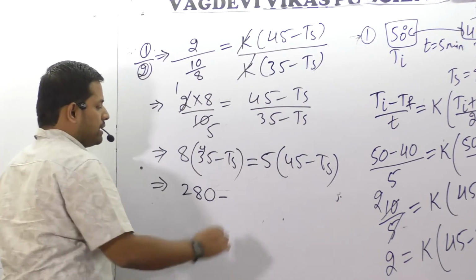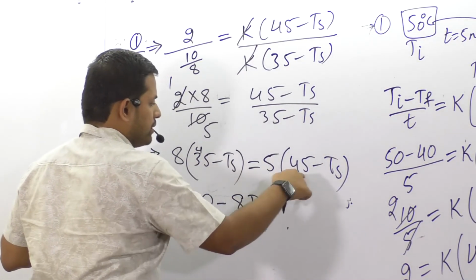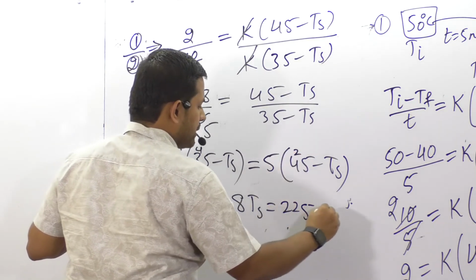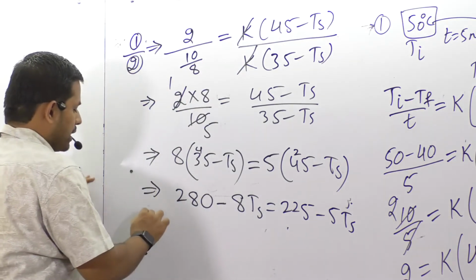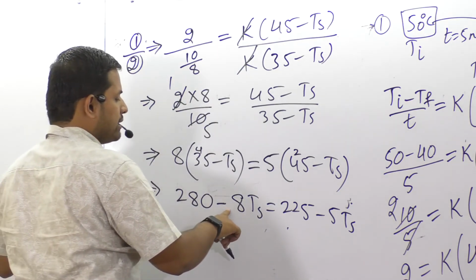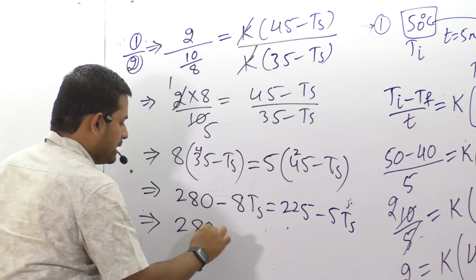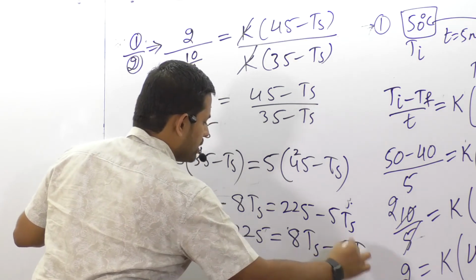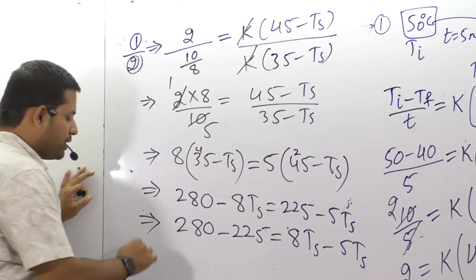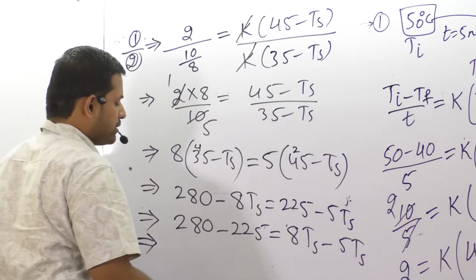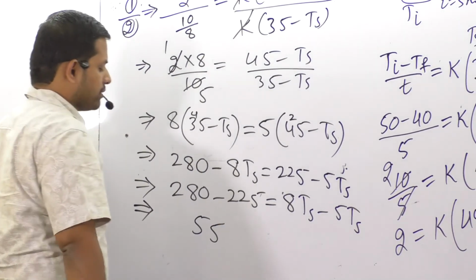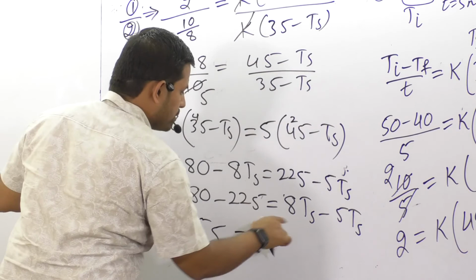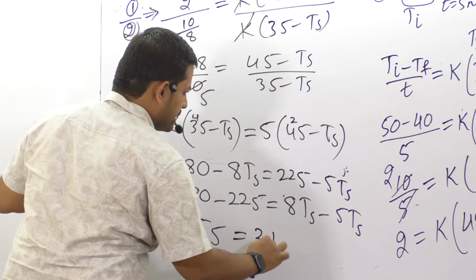So 280 minus 8 Ts is equal to 5 into 45. 5 fives are 25, 2 is the carry, 5 fours are 20, 22, 225, minus 5 Ts. Alright? Okay. So let me send that minus 8 Ts this side. So it becomes 280 minus 225 is equal to 8 Ts minus 5 Ts. You can handle all these basic calculations now. 280 minus 225 will be 55. Yes or no? 225, then 5 means 230, another 50, so 55. That is equal to 8 Ts minus 5 Ts, which is 3 Ts.